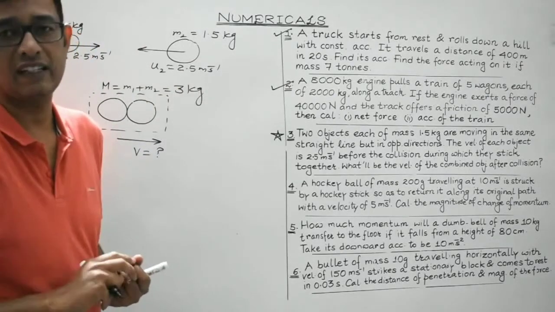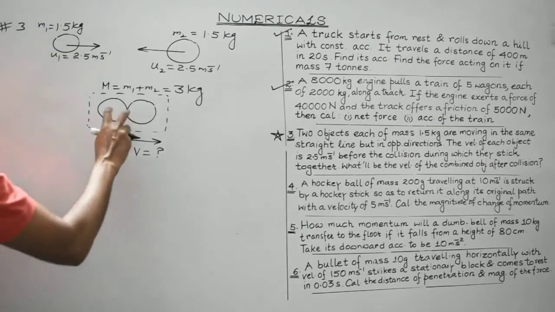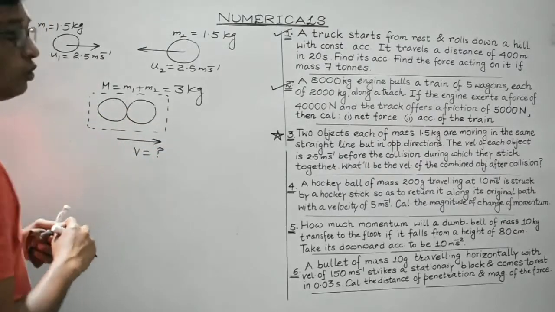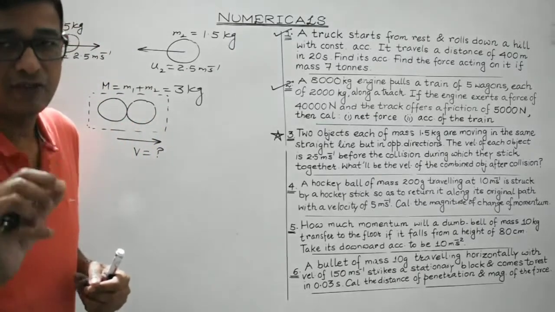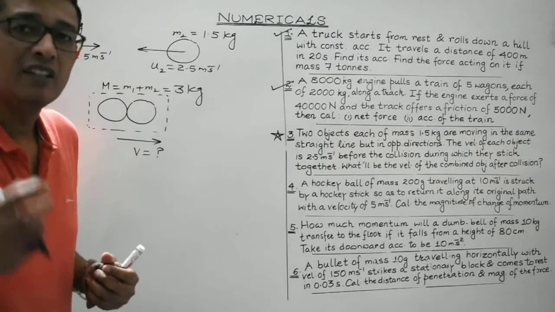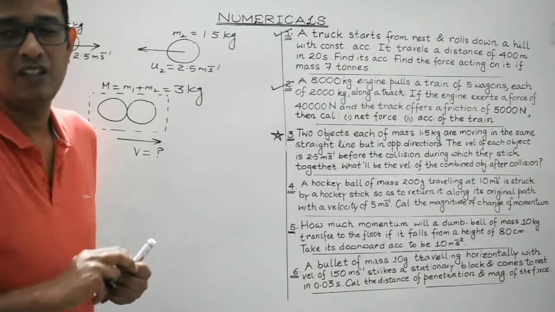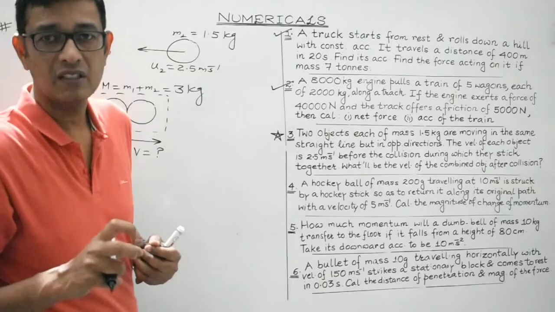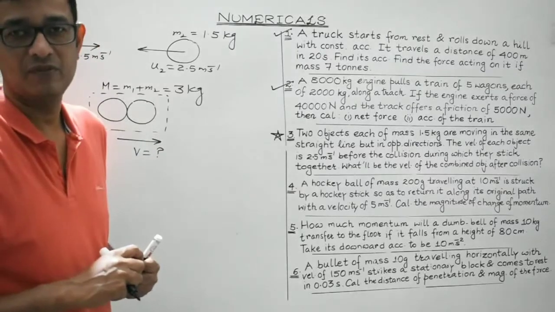No net external force is acting on it. Clear, students? So they are only interacting due to the mutual interaction between them. What I mean to say is that whenever no net external force acts on a system, then as per the law of conservation of momentum, the net momentum of the system always remains conserved. That is, the initial momentum of the system is equal to the final momentum of the system.